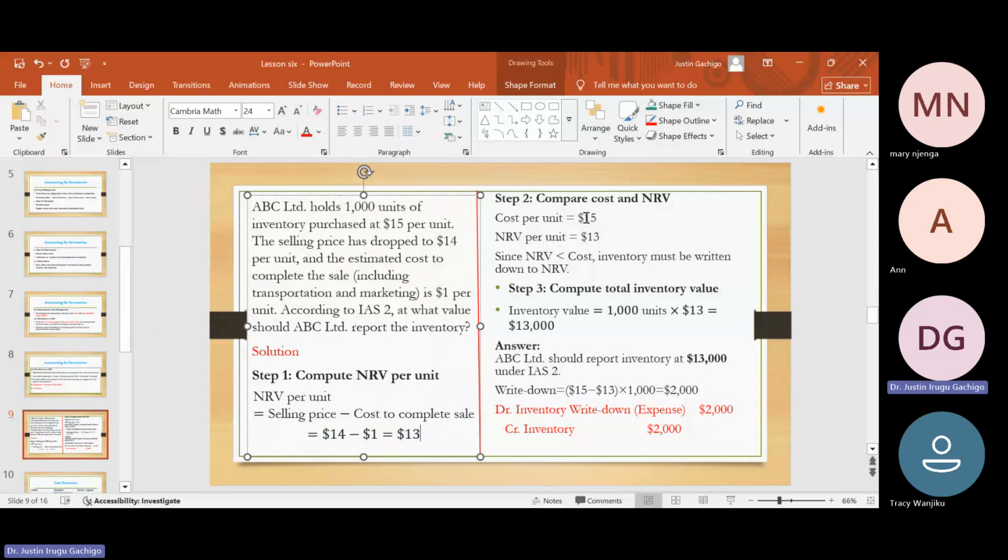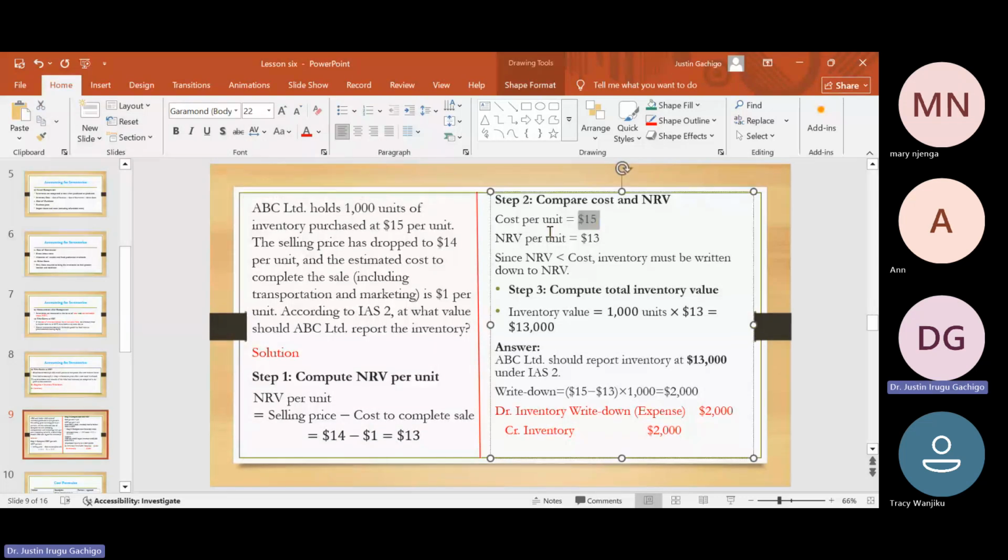Then the second step is for you to compare the cost and NRV. Cost per unit is 15 shillings. Then the amount that you are going to realize when you sell is 13. Therefore, we have said you record the asset at the lower of NRV and cost. Since NRV is less than the cost, the inventory must be written down to NRV. The difference between the cost and the amount that you realize is a write down. So we are going to write down the difference. Step 3 is to compute the total inventory value. So the inventory value will be 1,000.